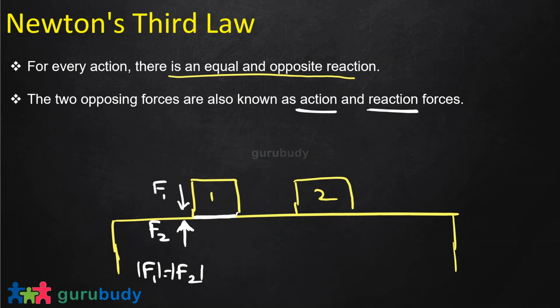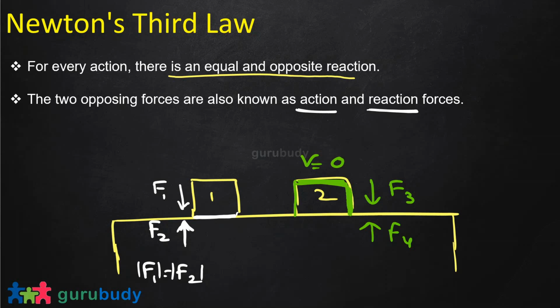Similarly, this box applies another force, let's say F3, on the table, and the table applies F4. Those counter each other, and since this box is not moving, its velocity is zero. That's why F3 and F4 are balanced forces.